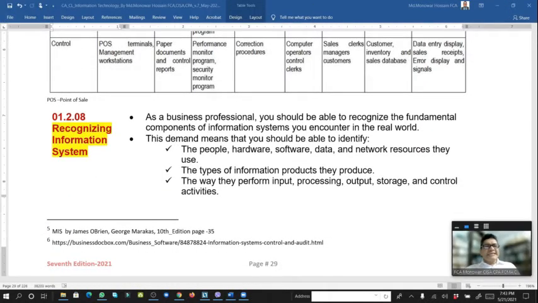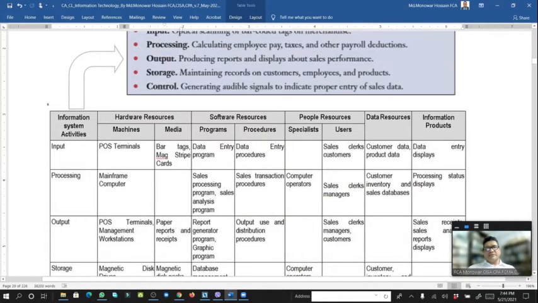Now, recognizing information systems. As a business professional, you should be able to recognize the fundamental components of an information system as you encounter them in the real world. This means you should be able to identify who the people are, how they work, what the hardware is, what the software is, what the data is, and what network resources they use. That is all described within this chart also.